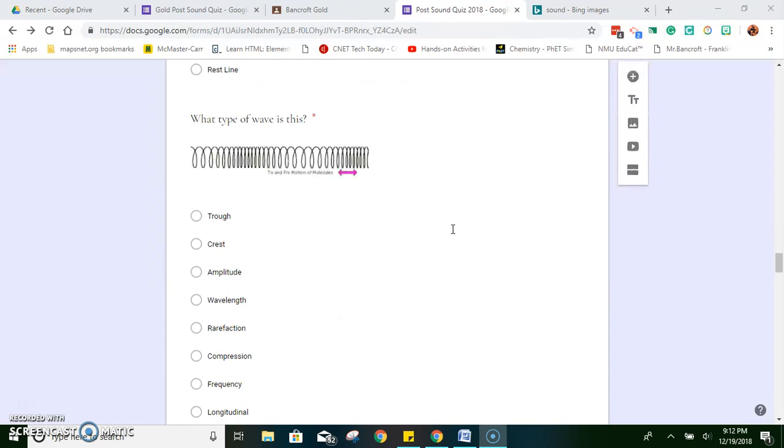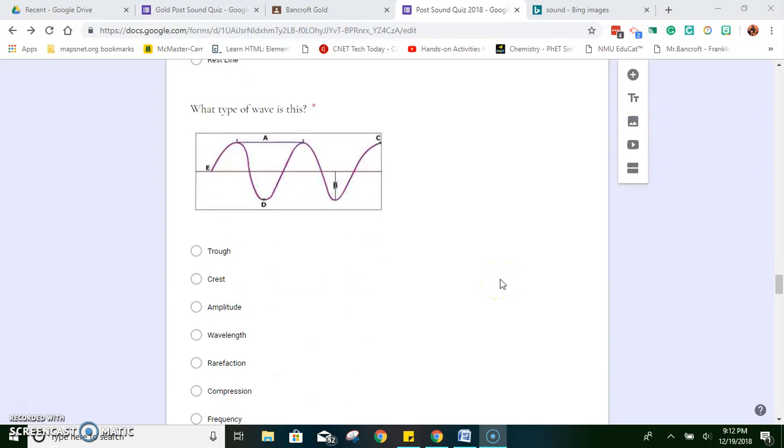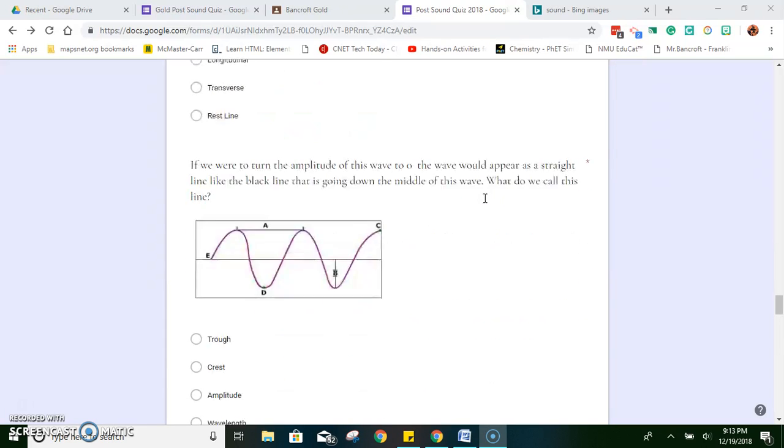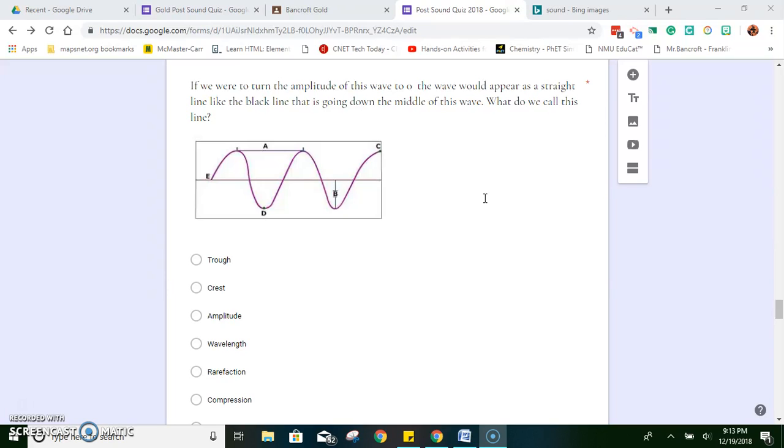Question 7. What type of wave is this an example of? Question 8. What type of wave is this an example of? Again, ignore the letters. Question 9. If we were to turn the amplitude of this wave to 0, the wave would appear as a straight line, like this black line that is going down the middle of the wave. What do we call this line? So we're looking for what this line is called.